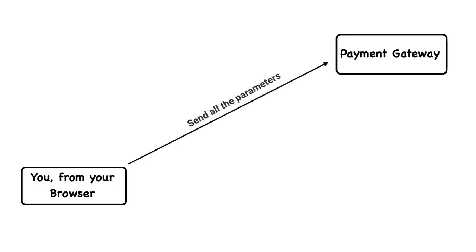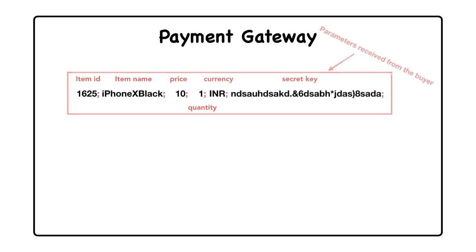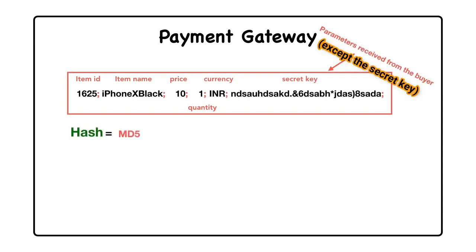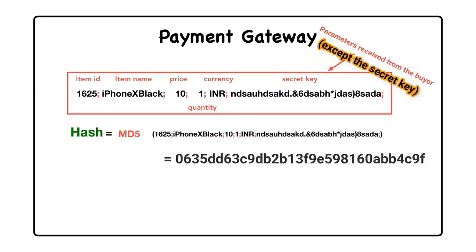Now it's time for the payment gateway to check if the parameters are tampered. Since they know the shared secret key, they take all the parameters again like the item ID, price, quantity, etc. and then they append this shared secret key to the string and use the same hashing algorithm as used by the seller to hash the whole string. It finally compares this calculated hash with the hash received from the user's web browser.